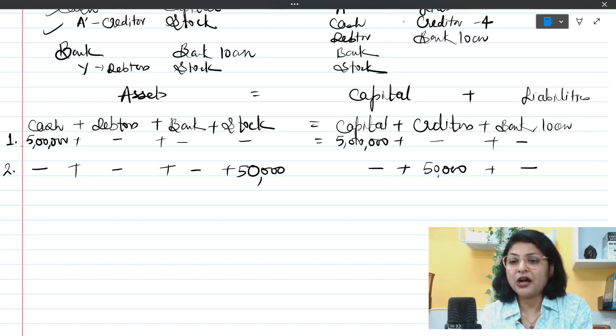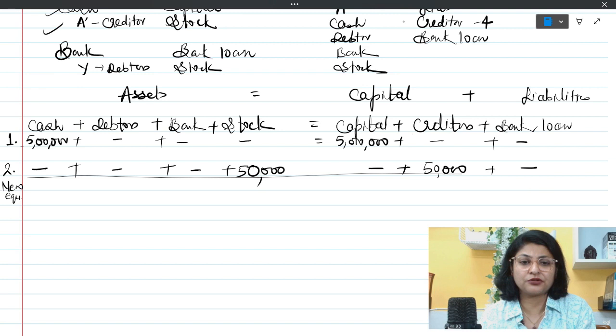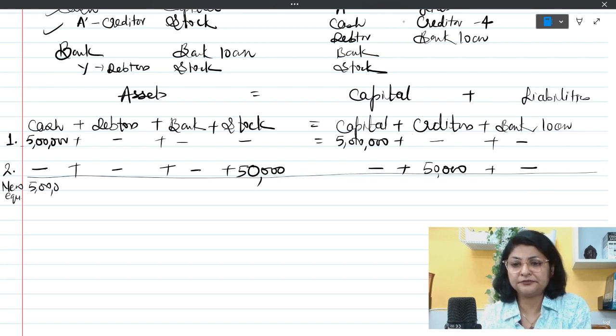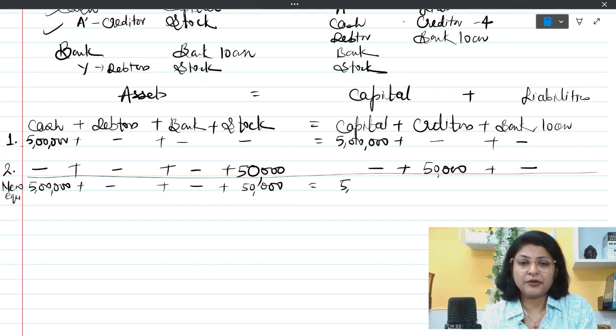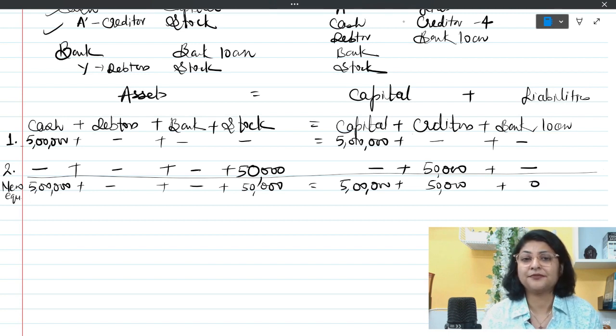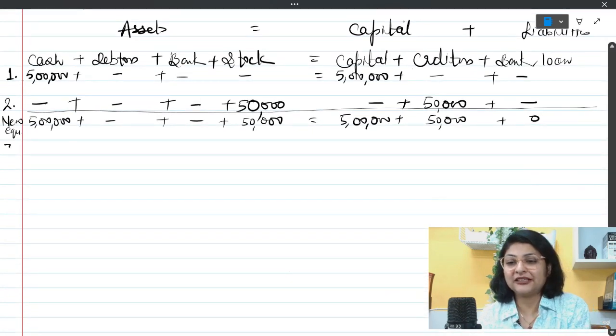Okay, now after this I am going to find out my new equation, and what is my new equation? Nothing but the total of this. So the new equation is going to be 5 lakh plus 50,000. So on my asset side it is coming 5 lakh 50,000, and on my liabilities and capital side also it is coming 5 lakh 50,000. I hope you understood this. Now let us go for the third transaction.